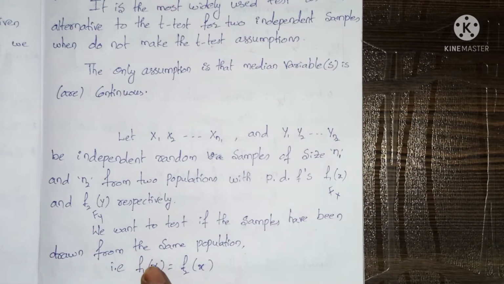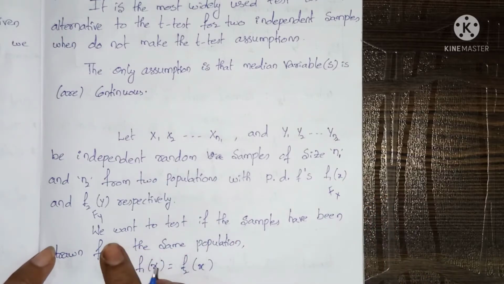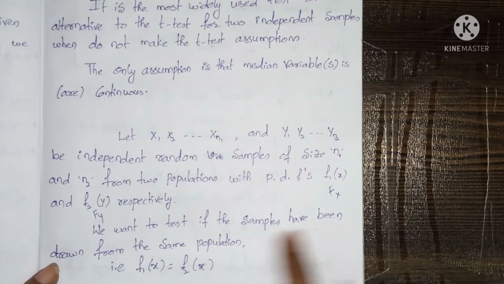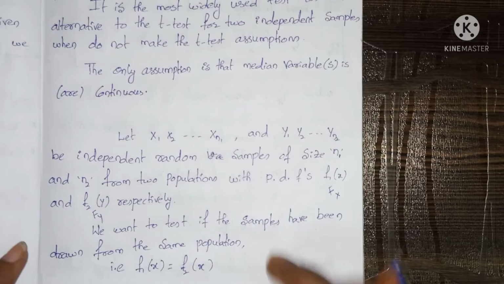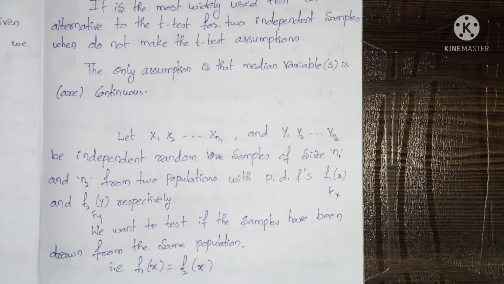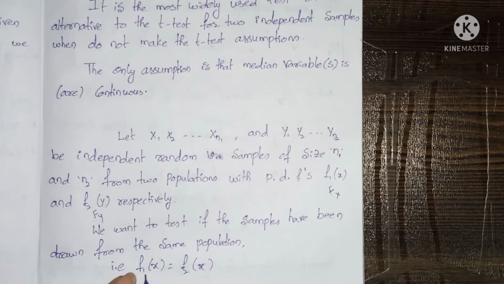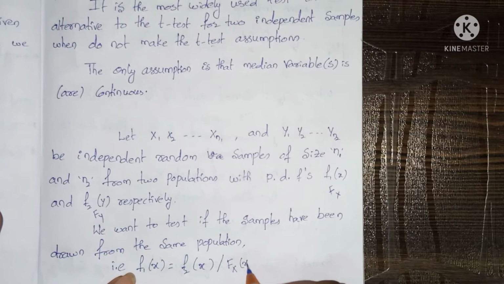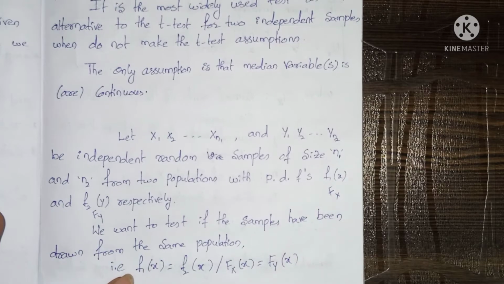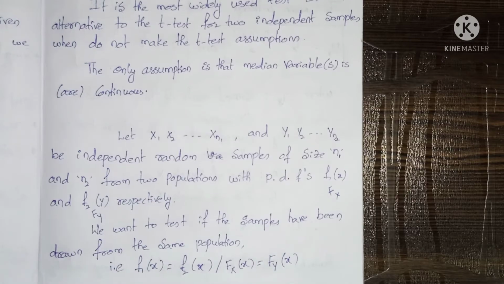Now we'll see what we are going to use this test for. We want to test whether the samples have been drawn from the same population. So here we want to test whether the taken samples are from the same population or from different populations. Here we can use f1 of x equals f2 of x, or else Fx of x equals Fy of x.